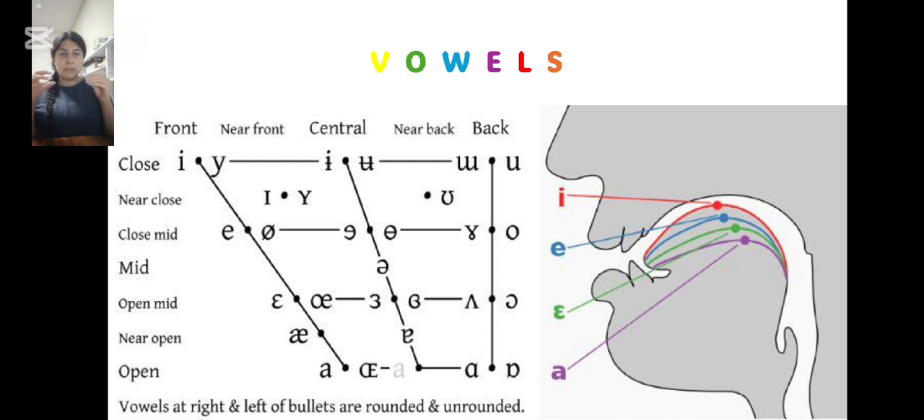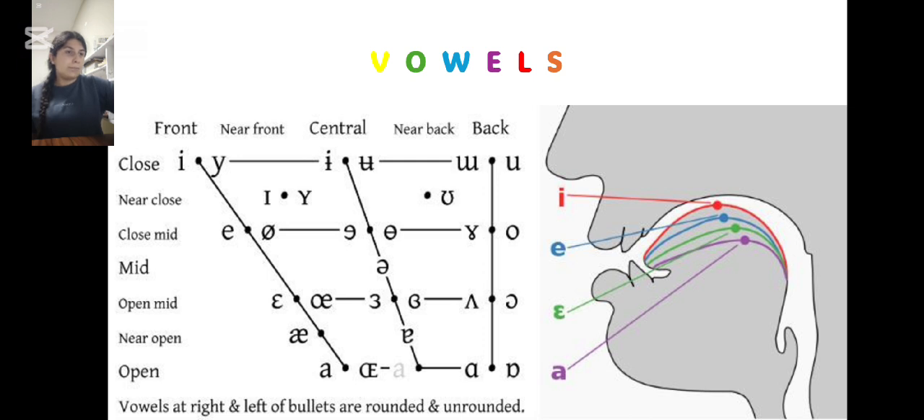When it's closed, such as I. And for example, when we say A, we open our mouth, right? For example, A. But when we are saying I, our mouth is not that much open. A and I. Then we can see the horizontal things such as front, central, and back.